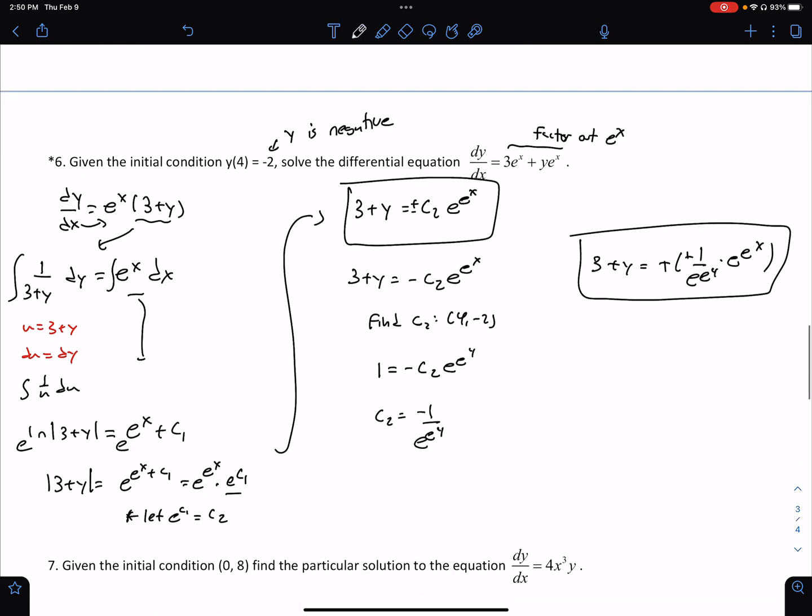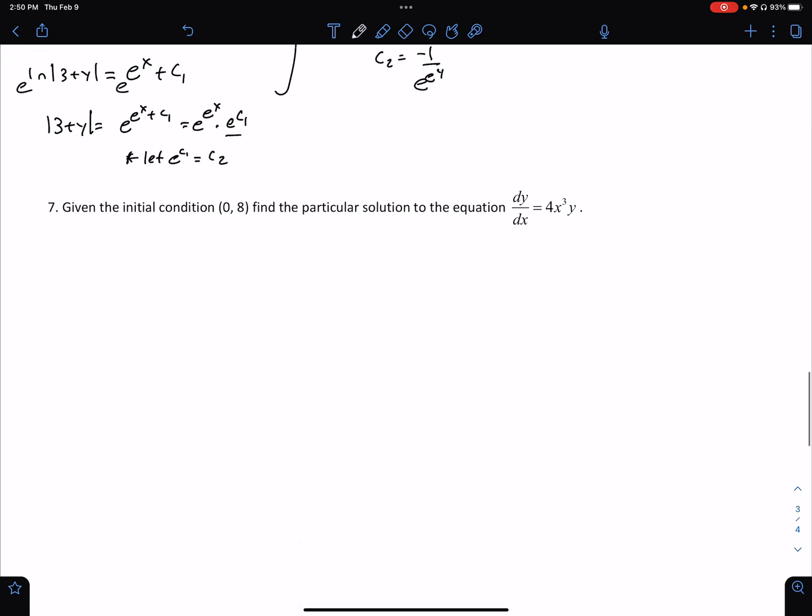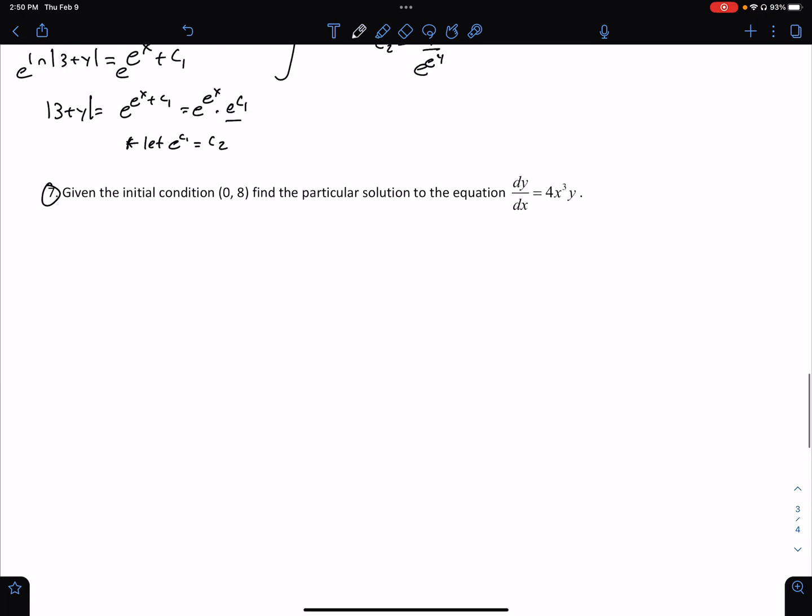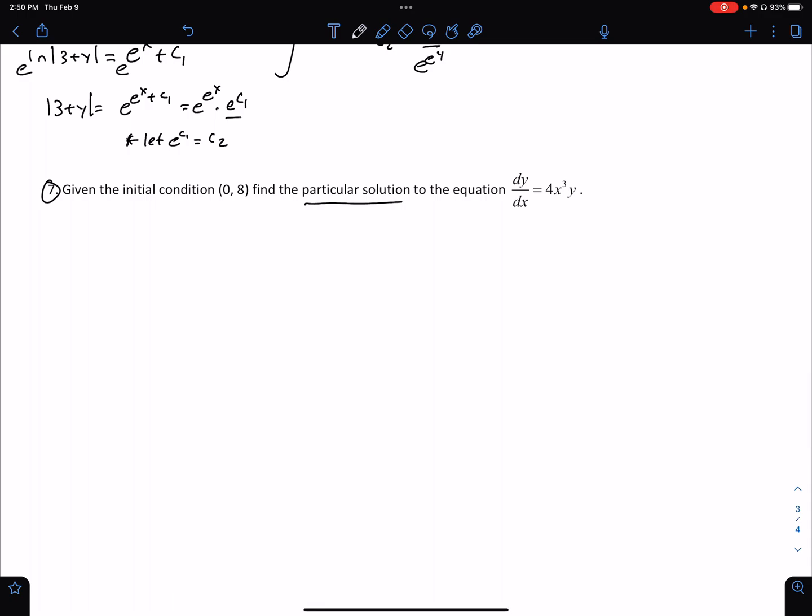All right, let's take a look at number 7. Same type of problem. If you need to, go and pause it and try number 7 real quick. We want to find the particular solution. Remember, anytime we say the words particular solution, they're saying use separation of variables. So we want to separate the variables here. We're going to bring a y over. That's just 1 over y dy. Again, leave the 4 with the x cubed and just bring over the dx. And that's going to equal 4x cubed dx.